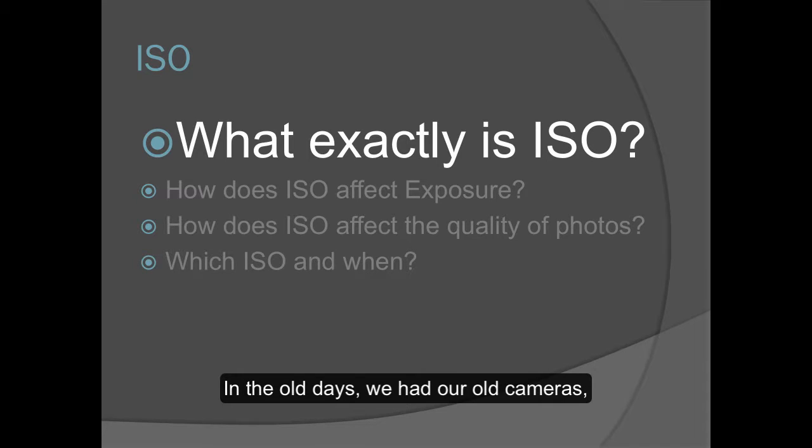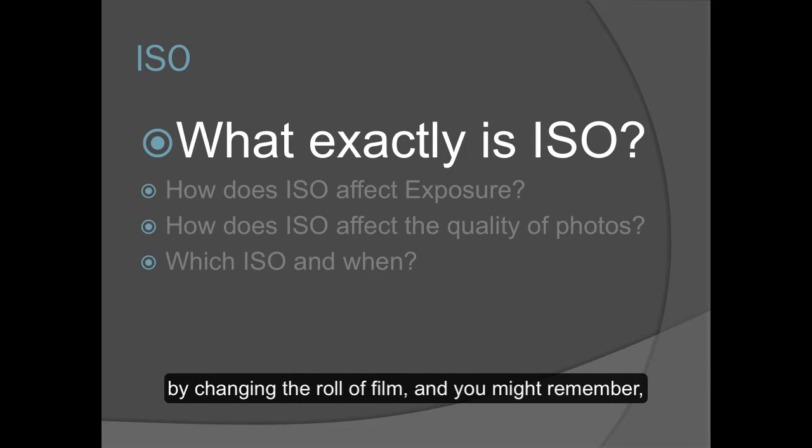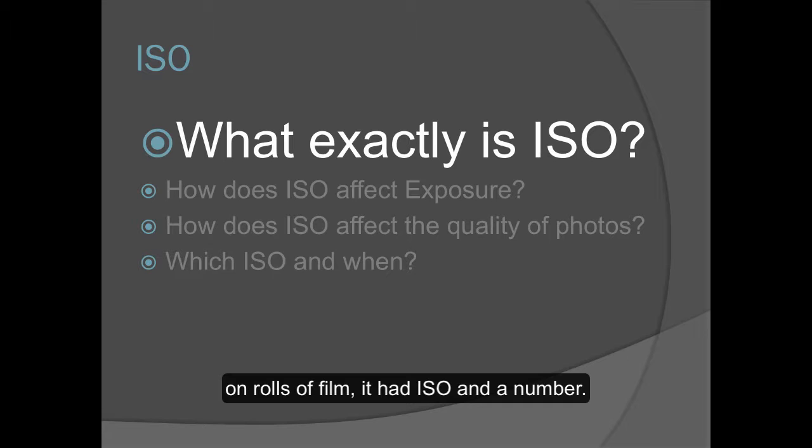In the old days, we had our old film cameras. We could only change the ISO by changing the roll of film. You might remember on rolls of film, it had ISO and a number. And it talked about, use this film for action, use this film for dark, use this film for outside. So that's where we got this ISO from.